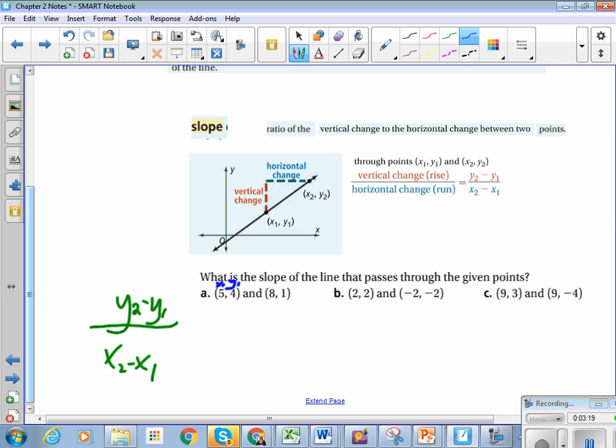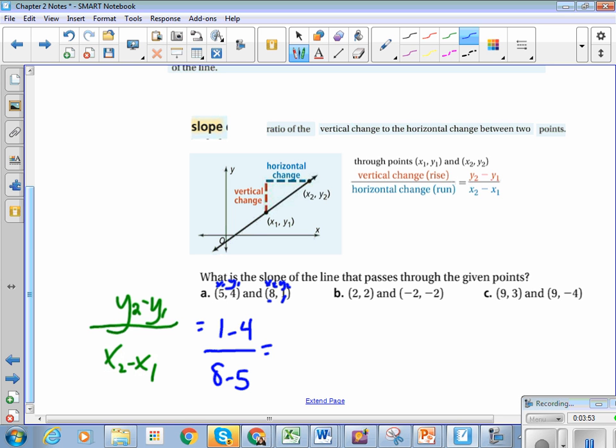Now I don't want to judge, but there are some people who don't remember that the first coordinate is the x-coordinate, so I'm going to label. The first one is x1, y1, and the second one is x2, y2. So when I'm putting together my slope formula, I'm going to go 1 minus 4 divided by 8 minus 5.